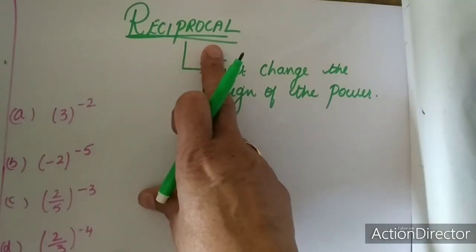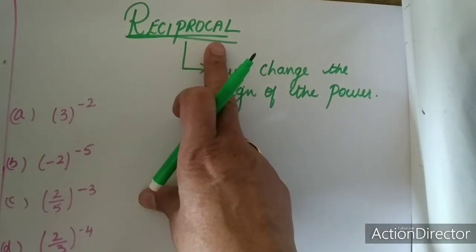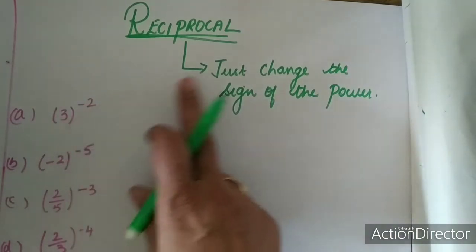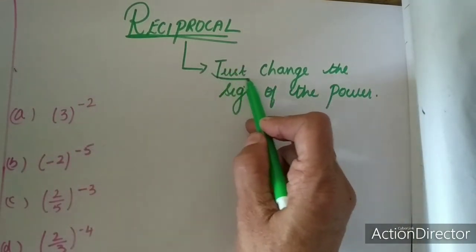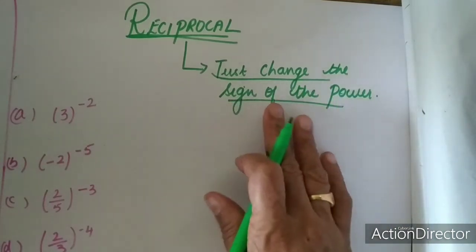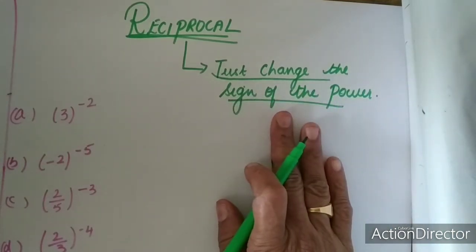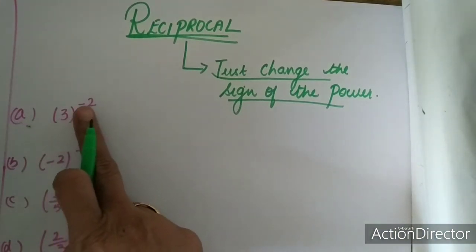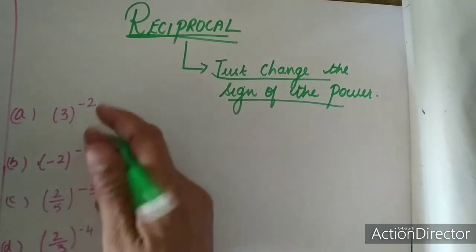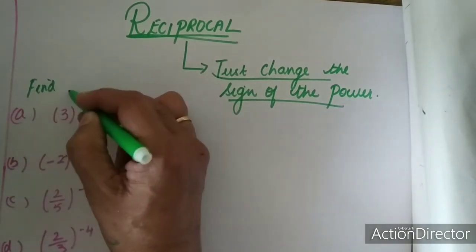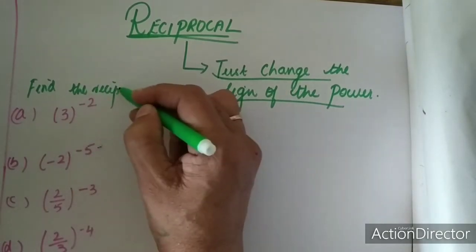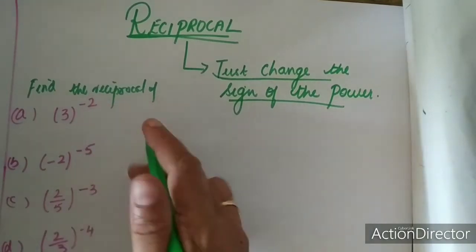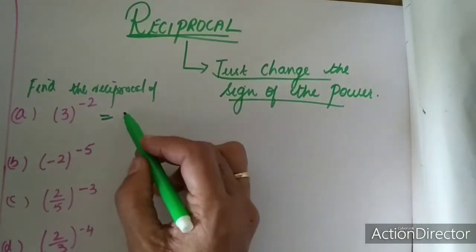One more important topic I want to explain to you, that is what you mean by reciprocal. That is, if you are asked to find the reciprocal of the given exponent, how to do it. You have to remember this idea, just change the sign of the power. If you change the sign of the power, the number will become the reciprocal of the given number. So for example, if the number is 3 raised to the power of minus 2, and I am asked to find the reciprocal, just write the answer.